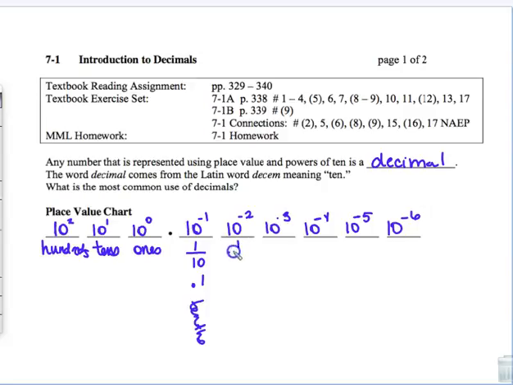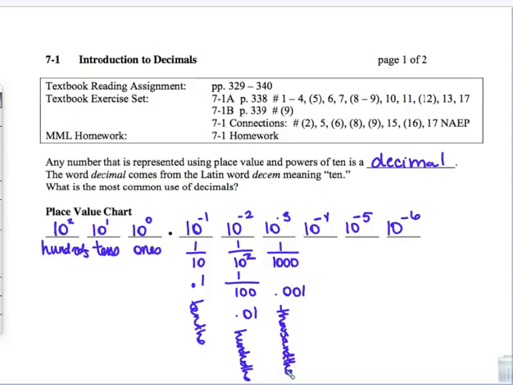10 to the negative 2 is going to be 1 over 10 squared, which is basically 1 over 100. If you want to write it that way, it's 1 over 100. That is going to be decimal point 0.01, and this is the hundredths place. 10 to the negative 3 would be 1 over 10 cubed, but I'm going to go ahead and write that as 1 over 1,000. That is decimal point 0.001, and this is the thousandths place.